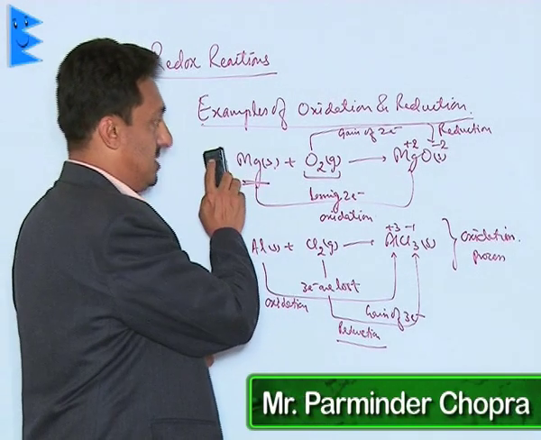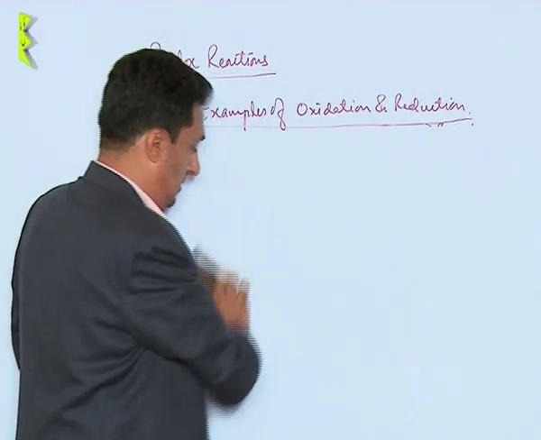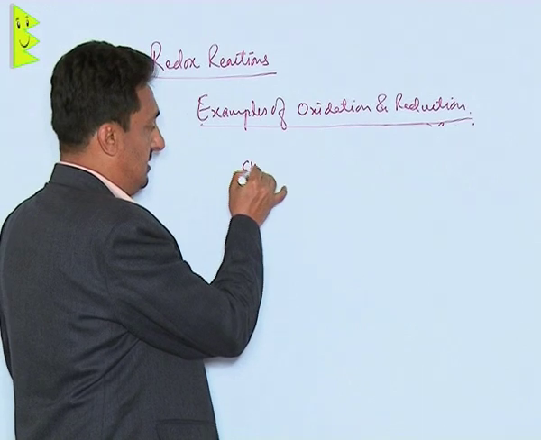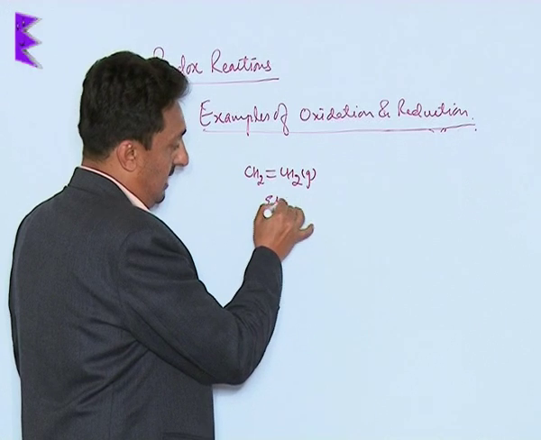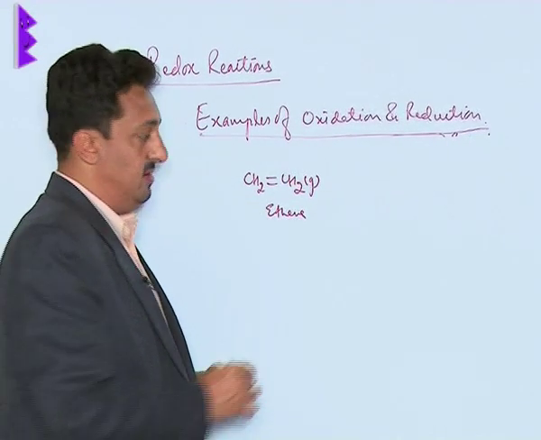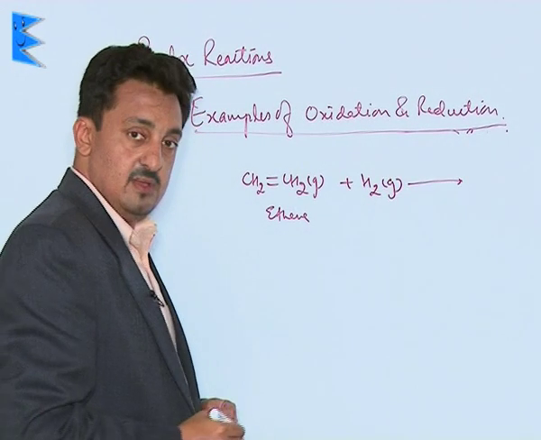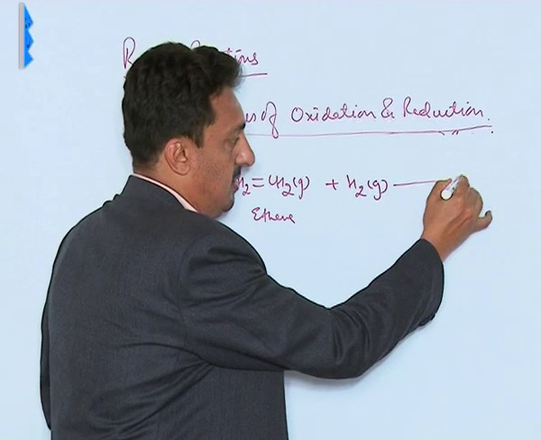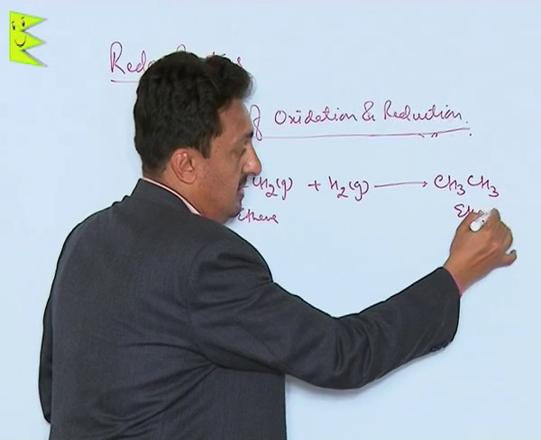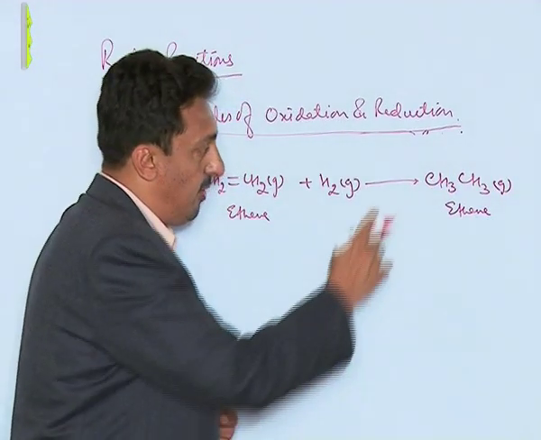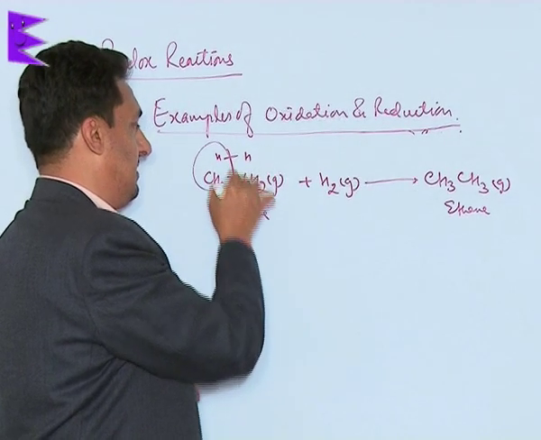We can take some more examples in which addition of hydrogen takes place, so we can call it a reduction process. Like let us take example of a very simple ethene gas. Since it has a double bond, it's an unsaturated compound, we can add hydrogen to this. When hydrogen is added to this, we get ethane gas. Now what is important to note is the hydrogen is added across this molecule like this.